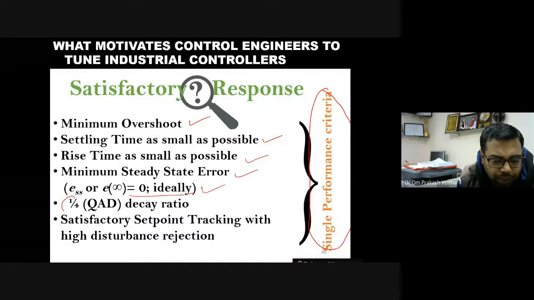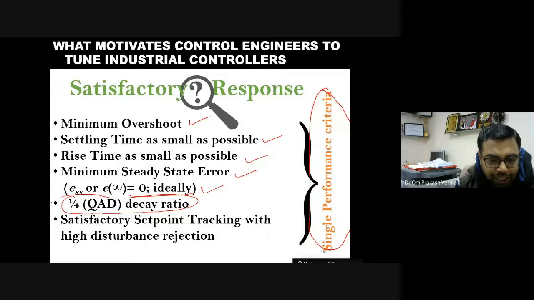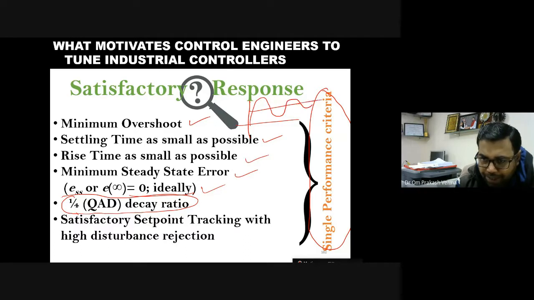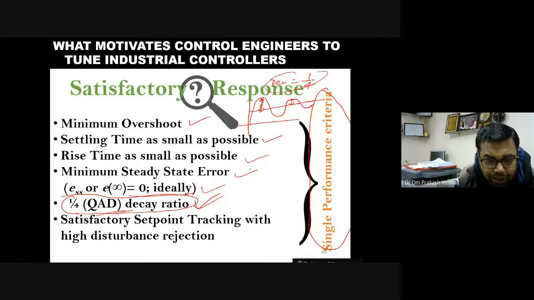I have already told you about the 1 by 4, quarter amplitude decay ratio, QAD. I hope I have discussed it in the previous lectures. The ratio of this and this, the first overshoot and the second overshoot, the ratio of the amplitudes is known as the decay ratio, and it should be 1 by 4. It should be 1 by 4, not less than 1 by 4, not more than 1 by 4, right? So this is the decay ratio. Why it is necessary, we will discuss.